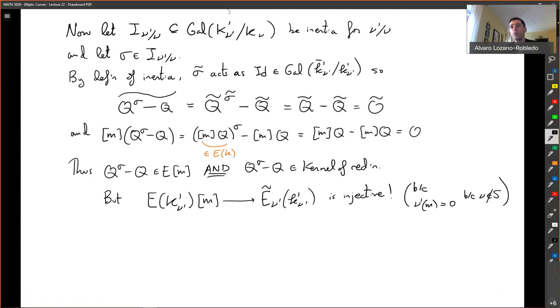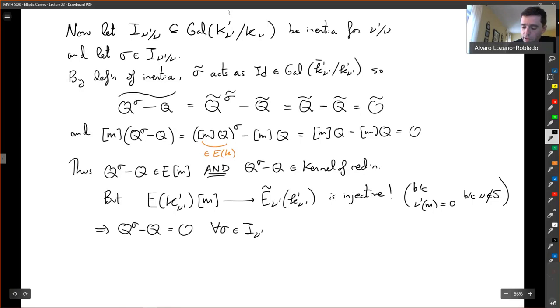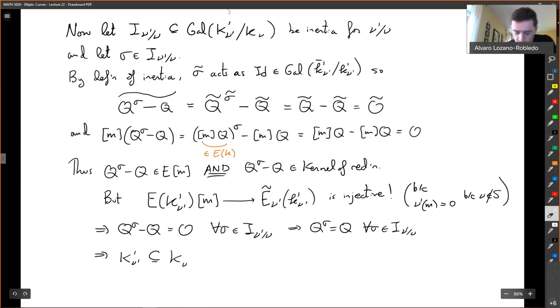So what do we have? We have a point of M torsion that goes to zero, but if this is an injective map, that tells me that the kernel is trivial, and therefore Q sigma minus Q must be O itself. So this is for all sigmas in the inertia, and therefore Q sigma is Q for all sigma in the inertia. And therefore, what that says is that K prime nu prime is contained in K nu unramified, so K nu Q is contained in K nu unramified.